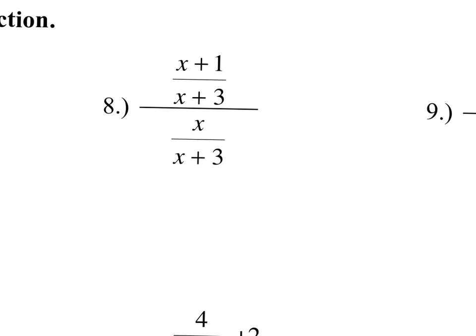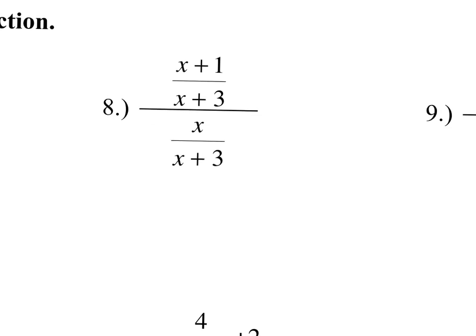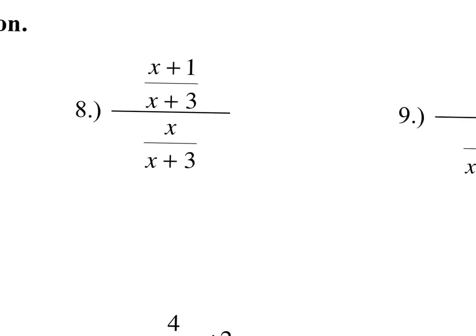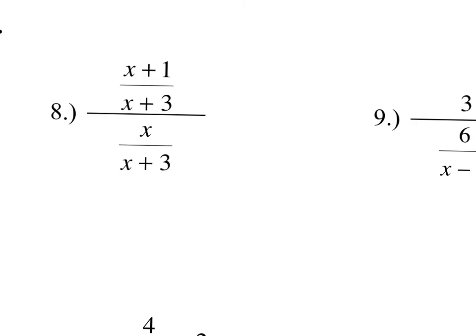So number 8, my least common denominator is x plus 3, because I have an x plus 3 here in that denominator, and the bottom fraction has an x plus 3. So that becomes my least common denominator. So I'm going to do this first one by method number 2. So I'm going to multiply the top fraction by x plus 3.